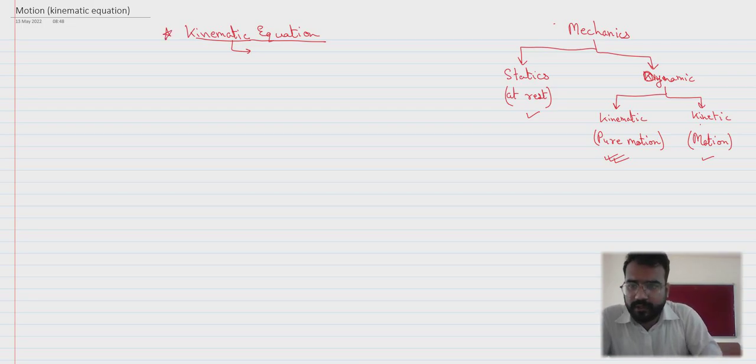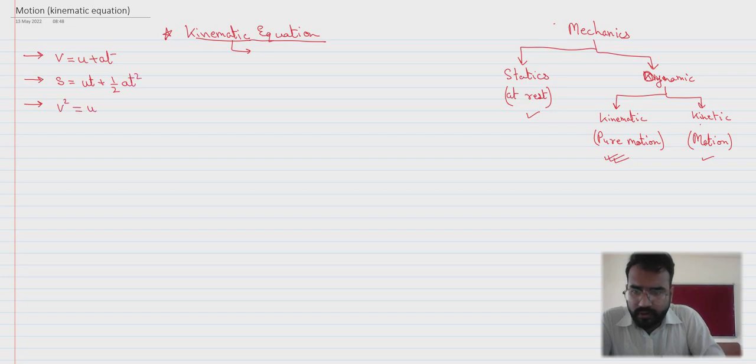Now the kinematic equations. Let us write the three kinematic equations, then we are going to understand them individually. The first is v equals u plus at. Then the second one is s equals ut plus half at square. Then the third is v square equals u square plus 2as.